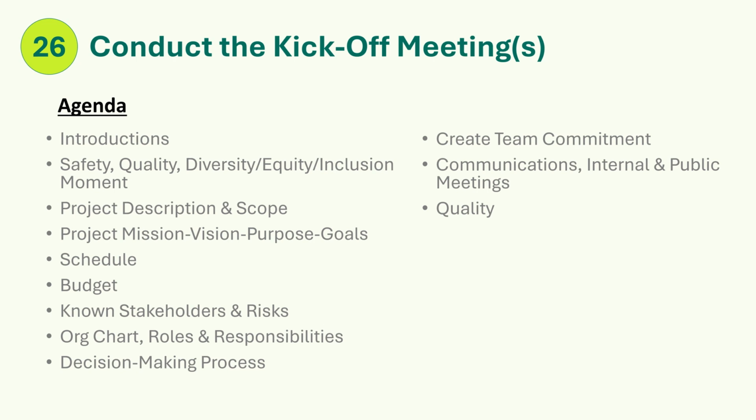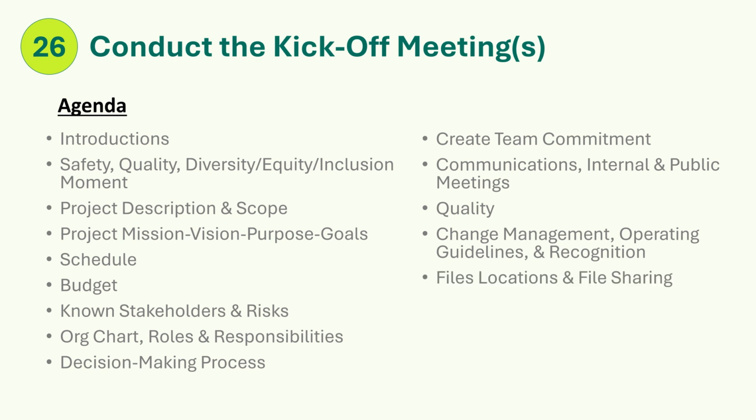Your quality control and quality assurance plans. How change management will be handled, and operating guidelines. Document file structure and location with your file naming convention. Share where the team will track project data and real-time updates. Recognitions. Discuss how team members will be recognized for achieving performance targets. Leave time for questions. And outline the next steps.